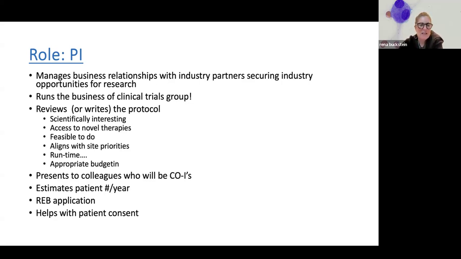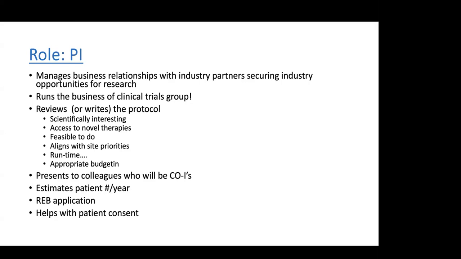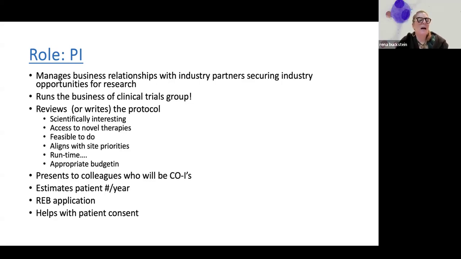Sometimes it's a really fantastic study, but it takes so long to open, and it accrues like gangbusters everywhere else. And by the time you get it open, you have an opportunity to put 2 patients on, or even 1 patient on, and then the study closes. So you want to make sure there's enough run time. And then, of course, you want to make sure your budget is either going to meet expenses, or preferably your revenue is going to surpass your expenses.